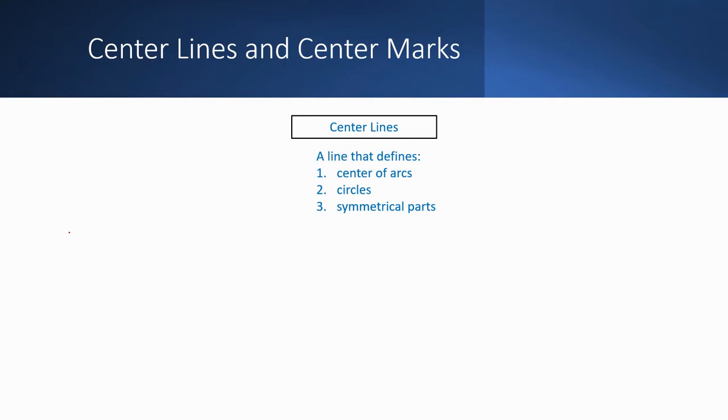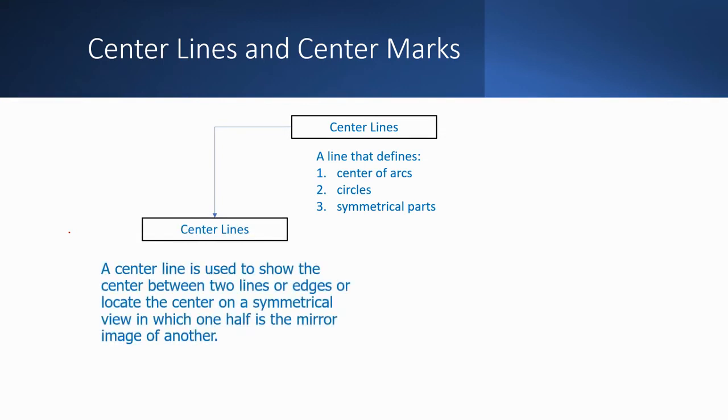Let's talk about center lines and center marks. Center lines are basically defined as a line that defines either the center of an arc, circles, or symmetrical parts. A center line is used to show the center between two lines or edges, or locate the center of a symmetrical view in which one half is the mirror image of the other. On the next slide, we'll talk more about how that looks.